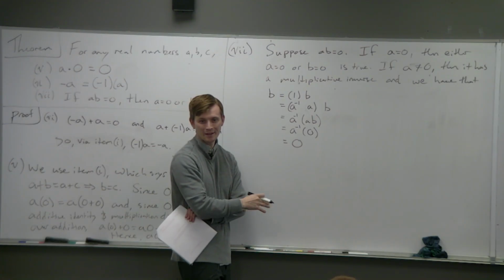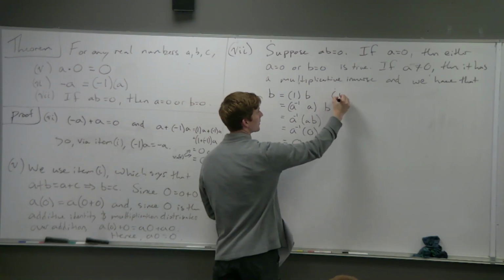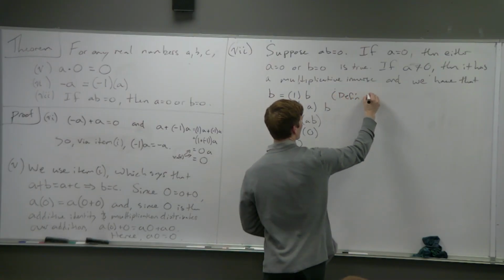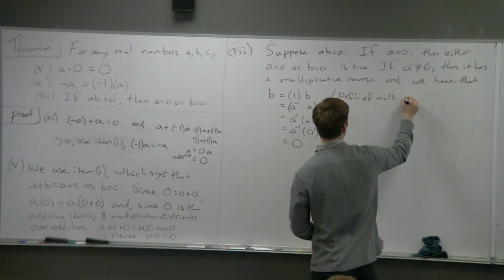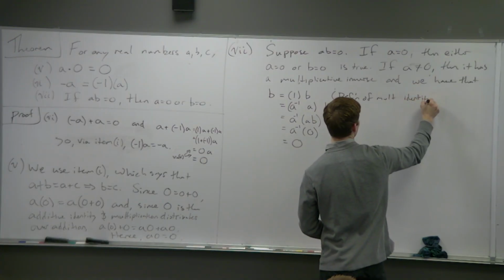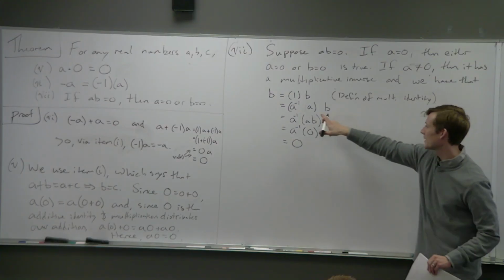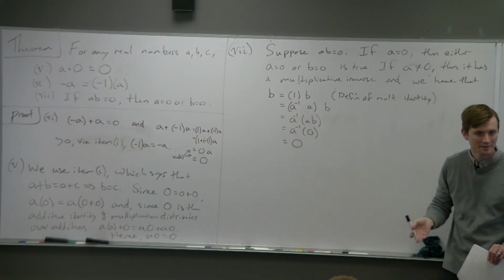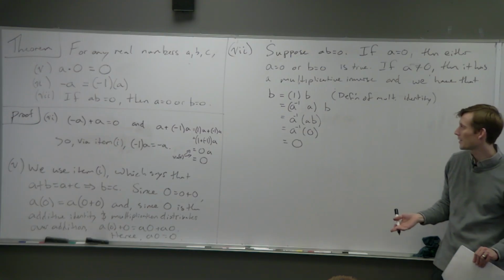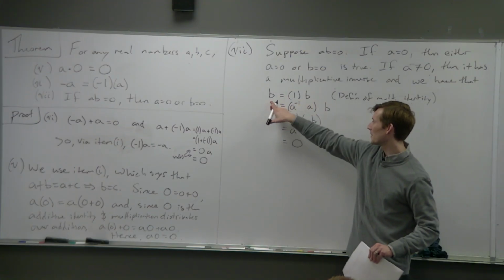Yeah? So step by step, this is the definition of the multiplicative identity. That is, 1 is the multiplicative identity. It's the thing you can multiply by stuff and not do anything to. It is 1 times b is equal to b.